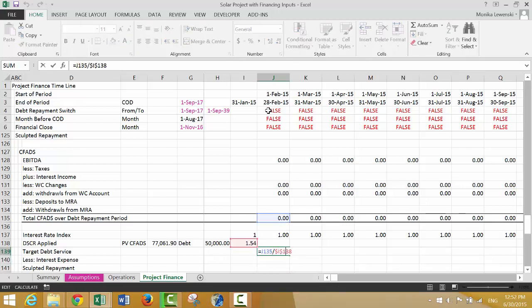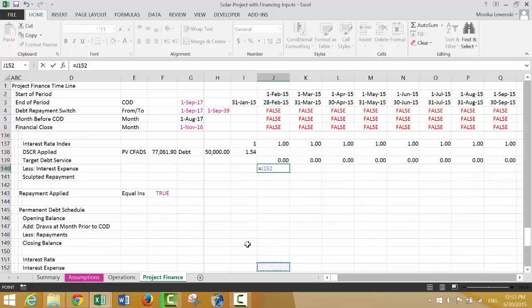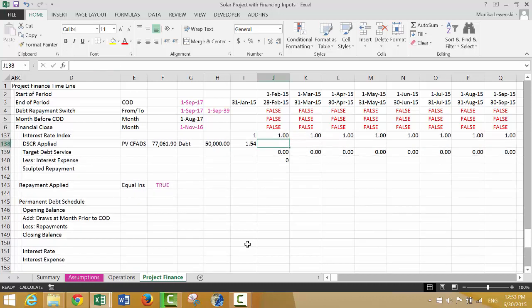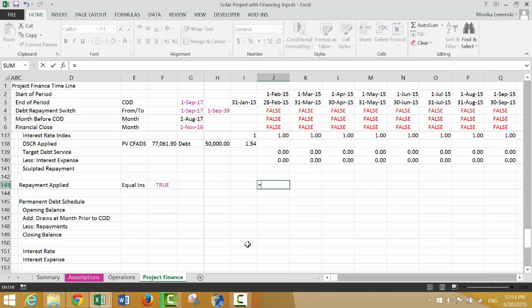Okay, and I suppose we should be a little bit careful. We should make sure that that's not zero. That's how you do a test, just with a little if test. That's the same thing as saying this is not zero. Then we go and get the interest expense. This looks like it'll be a circular reference, but it won't because we're using the opening balance of the debt. And then our debt repayment, sculpted repayment, is the target minus this.